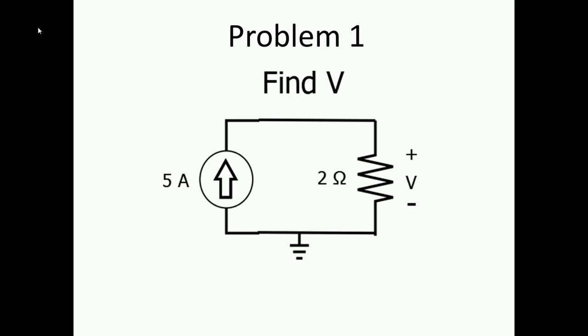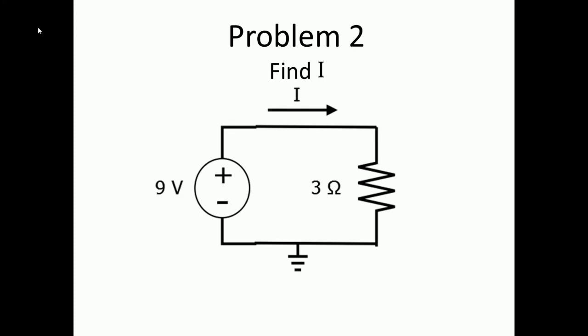Now we will work a few sample problems. In the first problem, we are asked to find V, where V is the voltage drop across the resistor. The current going through the resistor is supplied by this current source and has a value of 5 amps. The resistance has a value of 2 ohms. Knowing that V is equal to I times R, and that's 5 times 2, we have a voltage drop of 10 volts.